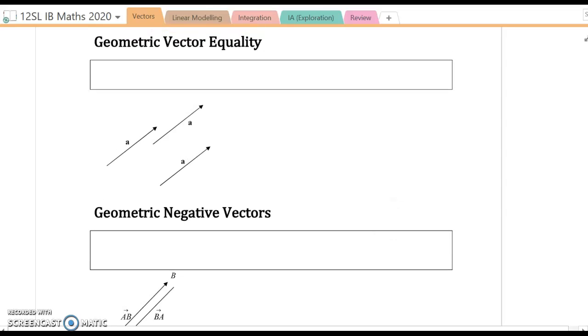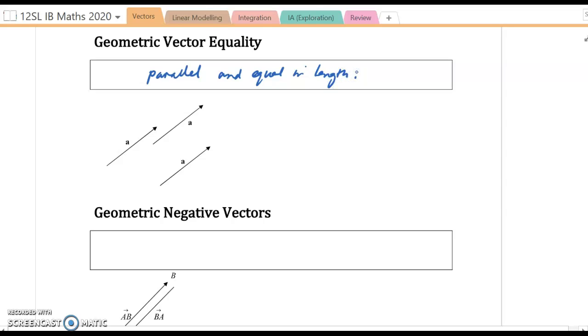Now, with geometric vector equality, it's essentially all of these vectors are the same because they have the same length and the same direction. So it's as if I copied and pasted it and moved it. I haven't enlarged it or rotated it or anything. It's a straight copy and paste. So these are both parallel and equal in length.